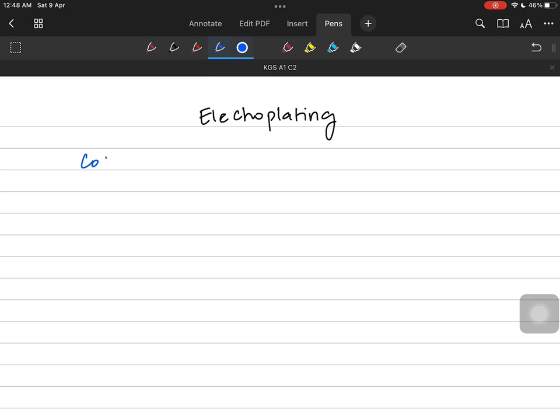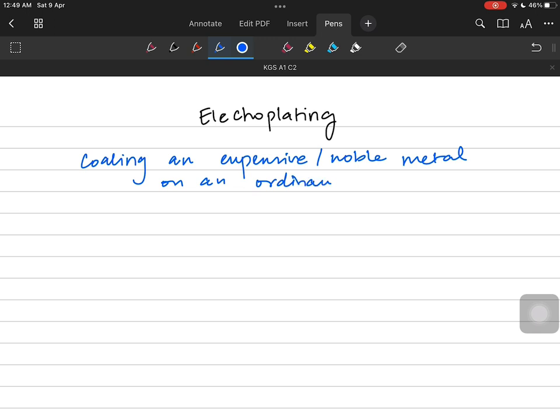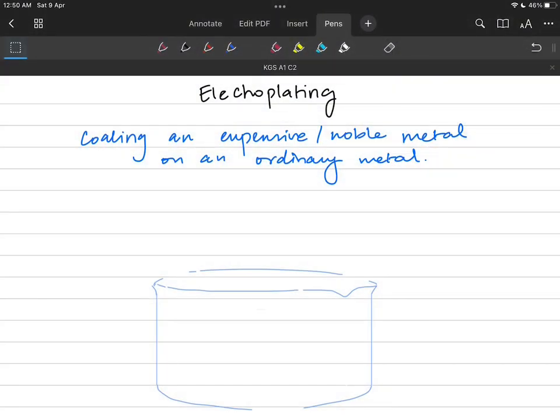Obviously, electroplating means you're going to cover a rather ordinary metal or rather cheaper metal with a layer of more expensive, more noble metal. So it's coating an expensive or more noble metal on an ordinary, rather cheaper metal. A metal with not a very good luster, a metal with not very good properties.